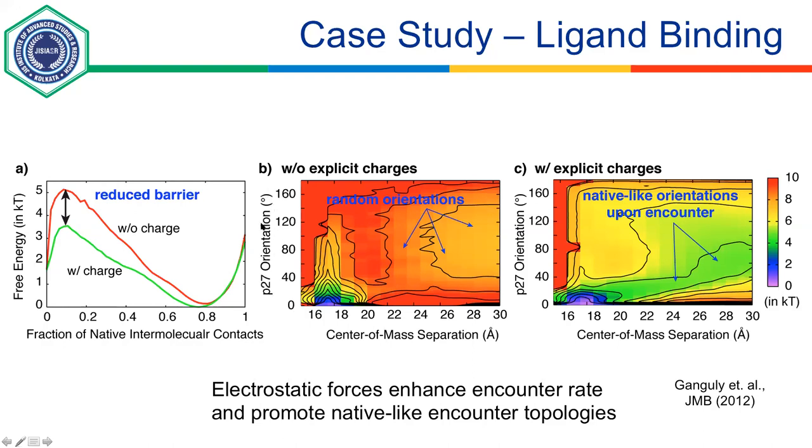What is this? This is the P27 orientation on the dimer surface. Dimer means CDK2 and cyclin A. And this is the center of mass separation of these two things, that means center of mass of P27 and center of mass of the CDK2 and cyclin complex. So more separation means no binding. These are too far away from each other. Less separation means they are bound to each other. So you can see in the absence of charged amino acids, the color range is high, energy is really high. So it has random orientation, but when we have charged amino acids in the P27, the energy range is quite low. So it's a more native-like orientation upon encounter. Encounter means when P27 contacts the cyclin CDK2 surface.